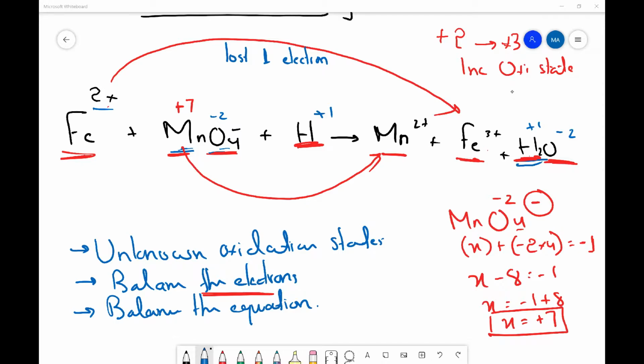Are you there? समझ आ रहा है? I'm having some internet issues. Can you repeat? Okay. Where did you get cut off? कहाँ से बताऊँ? Loss of 1 electron for iron.